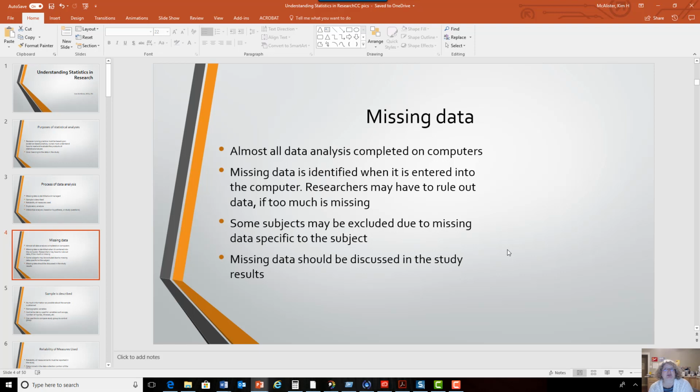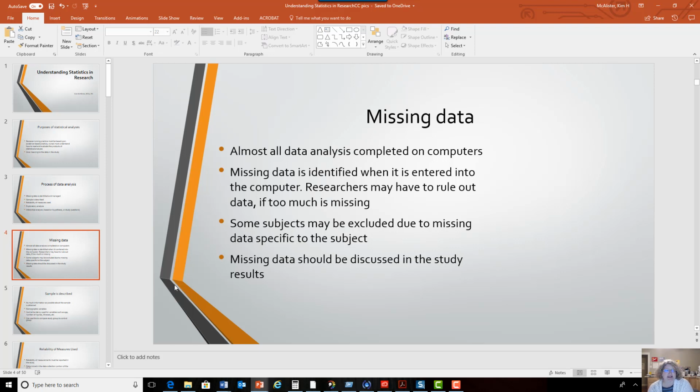However, you've got to put all the data into the computer, and as you're entering it, this is generally when you'll find out what's missing. And if too much data is missing on a subject, then you may have to eliminate them from the study. So it's very important to try to capture all the data. And it's very important that the people collecting the data understand how important the data is and what needs to be done to prevent losing data or not collecting data.